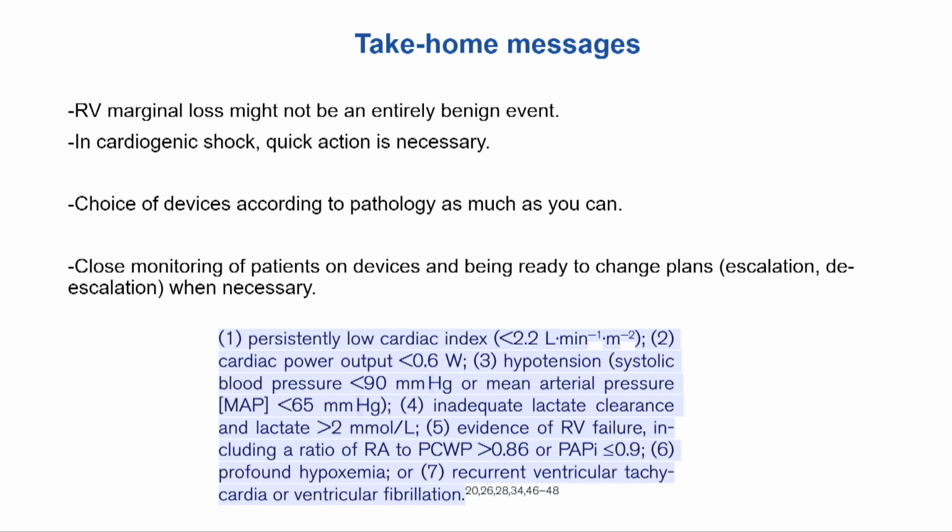So in conclusion, I'd say, first of all, RV marginal loss might not be an entirely benign event. I'm now very paranoid about marginals. And in shock, quick action is necessary. We stabilize them and try to make the right decision and, of course, open the marginal. Choice of devices should be according to the pathology, and the pathology here is clearly the RV, but we wanted to give him full support, especially with EF 35%. And close monitoring for de-escalation. You've got to be ready to change plans for escalation or de-escalation.